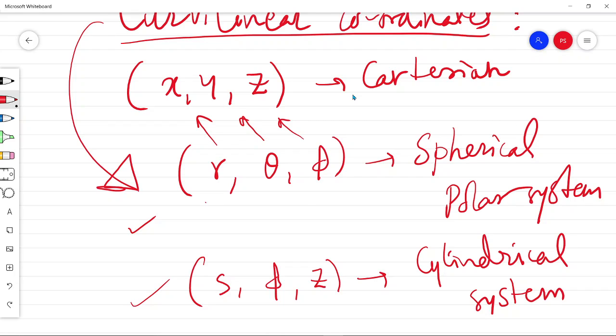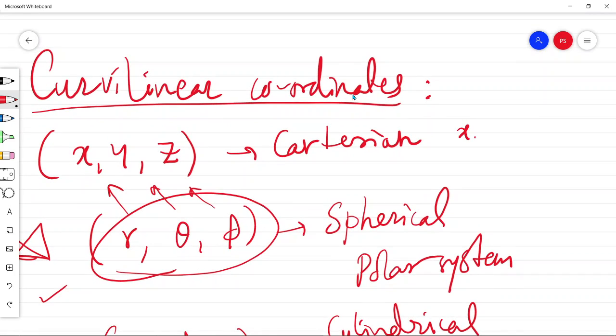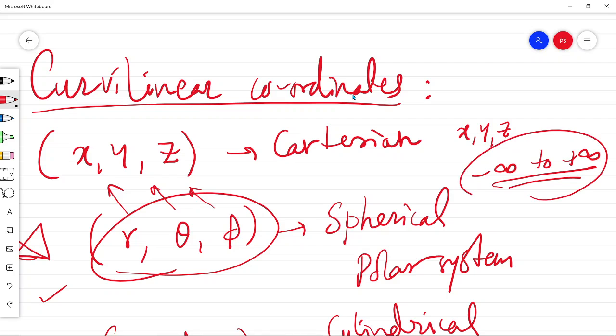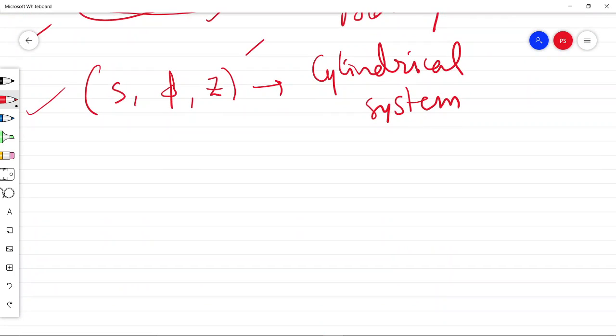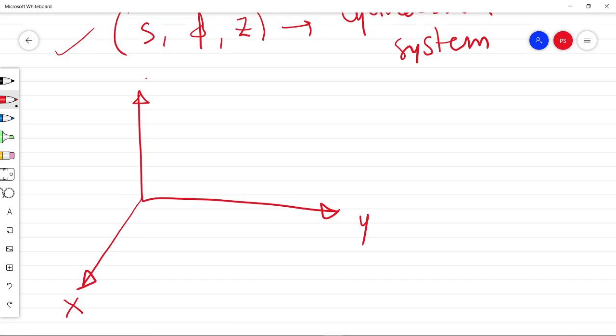Cartesian systems, what are the limits on these variables or coordinates, that is the values or the range of values that these coordinates can take. As far as Cartesian is concerned, we know that all of them x, y, z can range from minus infinity to plus infinity. But this is not true for the other two cases. So let us first look into the spherical polar system. So you can always draw it on a Cartesian system.